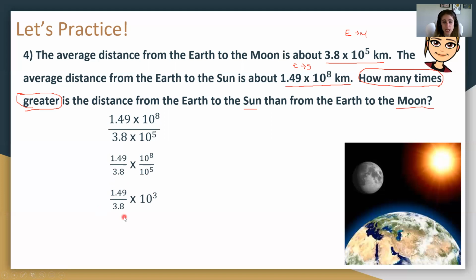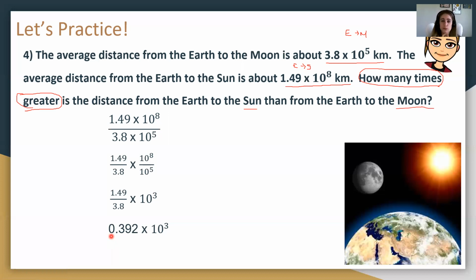So here when we simplify, we will need to make sure to move our decimal points because we cannot have a decimal point in our divisor. So when you divide, you should have 0.392 times 10 to the third power. So is this right here in proper scientific notation? No, it's not, because our coefficient is 0 point something, and that does not fall between 1 and 9. So I need to convert this to proper scientific notation.